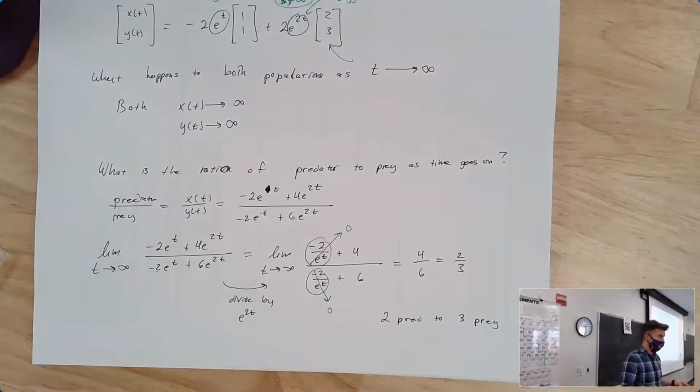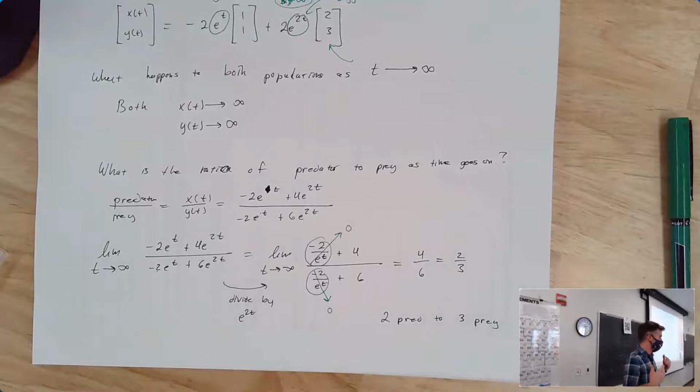And that's always true. So if you do this sort of thing and you get at least one positive eigenvalue, or two positive eigenvalues, whichever eigenvalue is larger, the eigenvector that goes with it is the one that tells you the ratio of the things. Kind of cool.